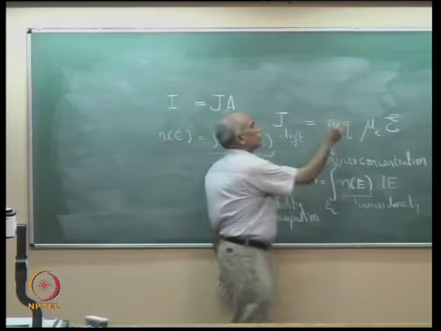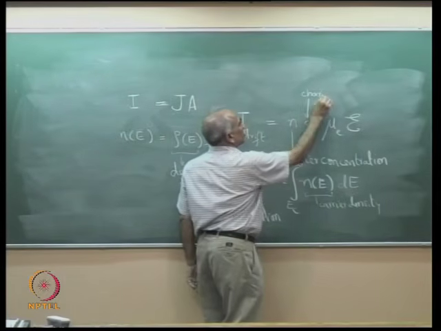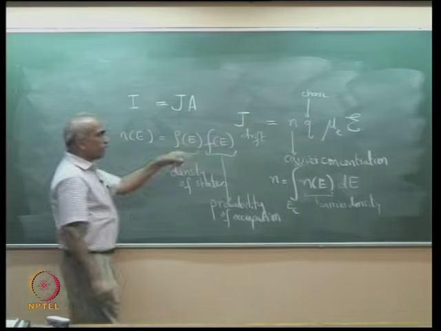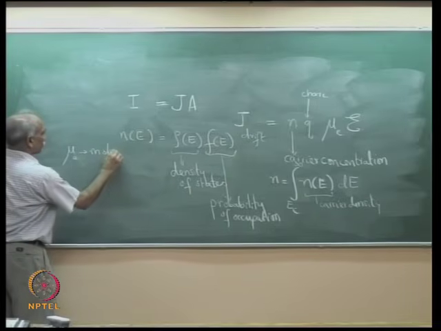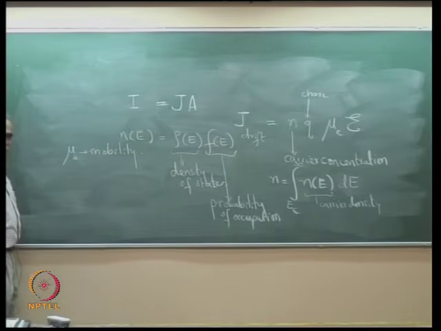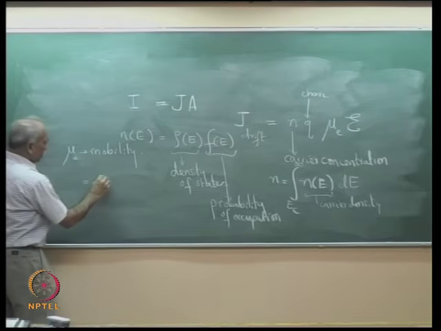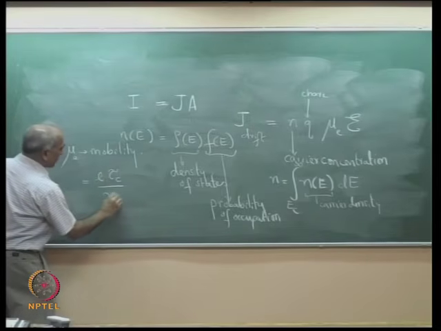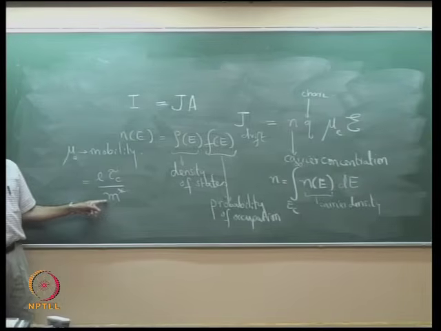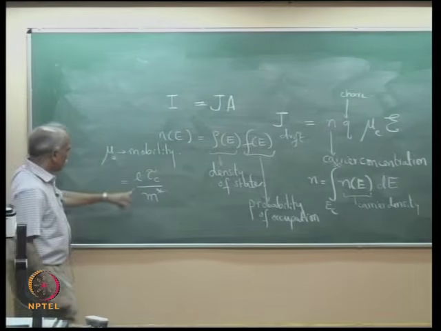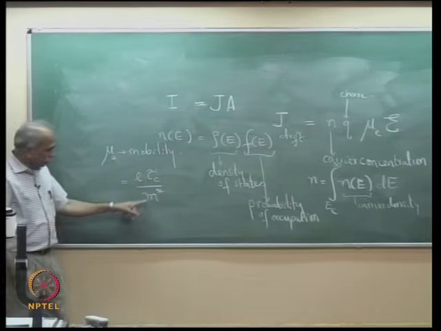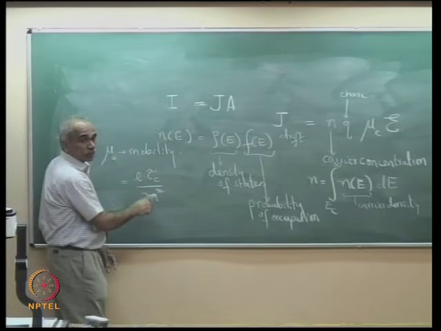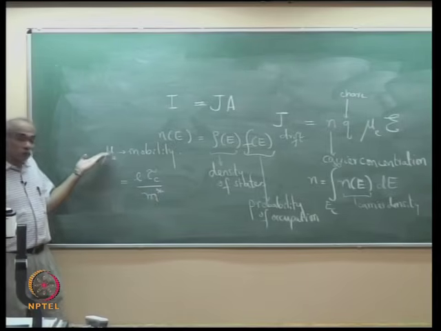What is Q? Q is the charge. This is the electric charge. Mu E is the mobility of electrons. This mobility is given by charge E into tau C divided by m star, where this is the effective mass. Mobility is given by charge E or Q, charge, multiplied by carrier recombination time divided by m star, where this is the effective mass. So we need to know effective mass to know the mobility.